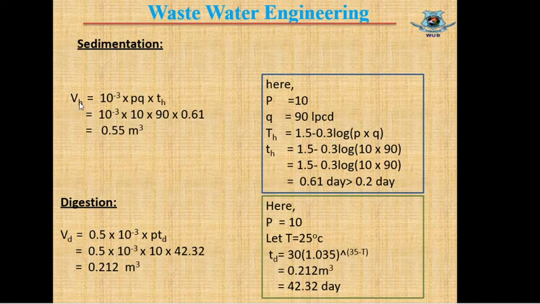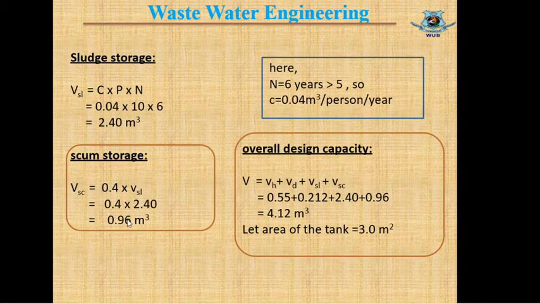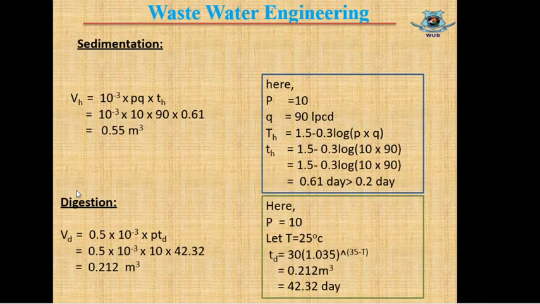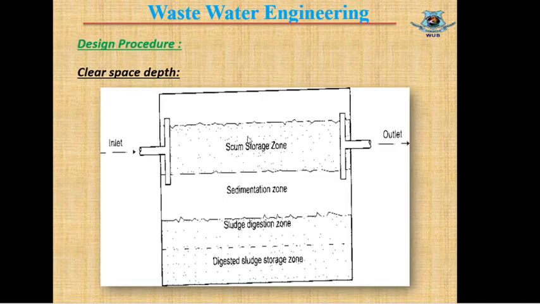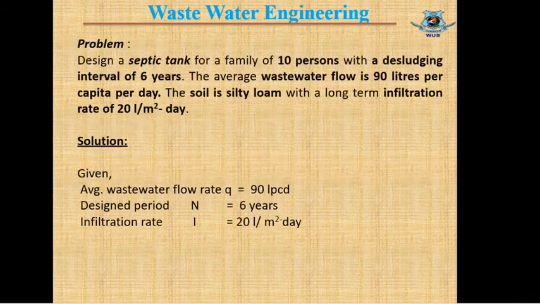To design a septic tank, we need to calculate the volume of 4 items. That means volume of sedimentation zone, volume of digestion zone, volume of sludge zone, and volume of scum storage zone. As we see in the figure, these 4 items comprise the total volume of the septic tank. So we have to calculate these 4 volumes to get the total volume of a septic tank.